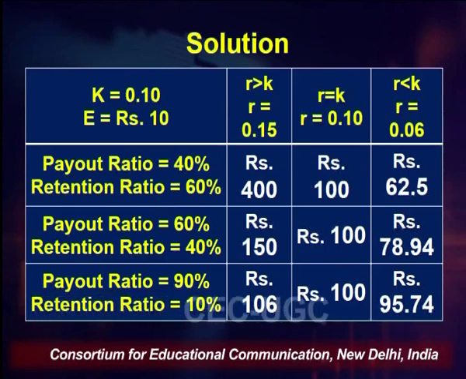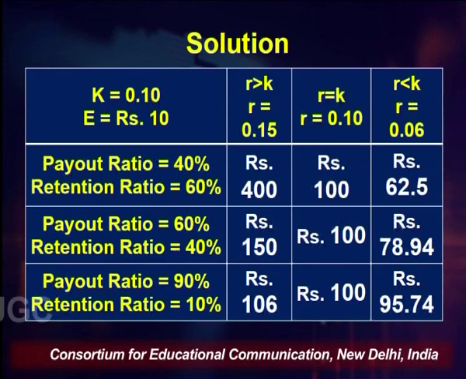So, when the payout ratio is 40%, the price of the share was 400, but when the payout ratio is 90%, the price of the share falls to rupees 106. In the third column, which is a case of declining firm, when the payout ratio is 40%, the price of the share is 62.5. But when the payout ratio has increased to 90%, the price of the share has also increased to 95.74 rupees. So, this is the case of declining firm. When we are increasing the payout ratio, the price of the share is also increasing.